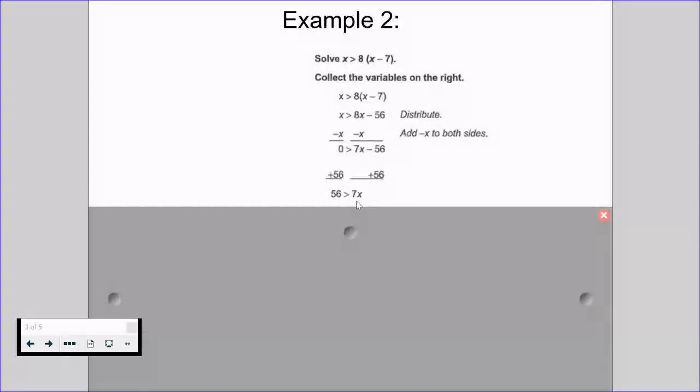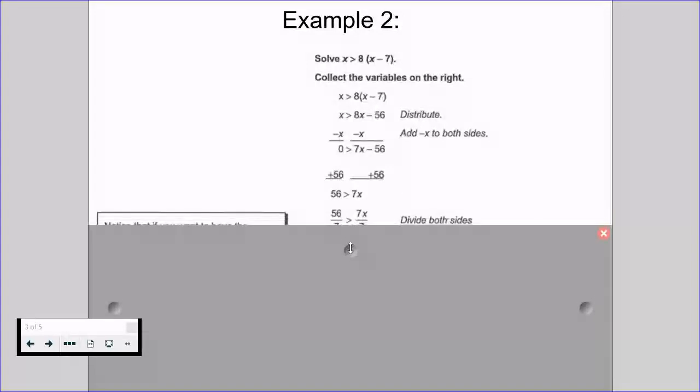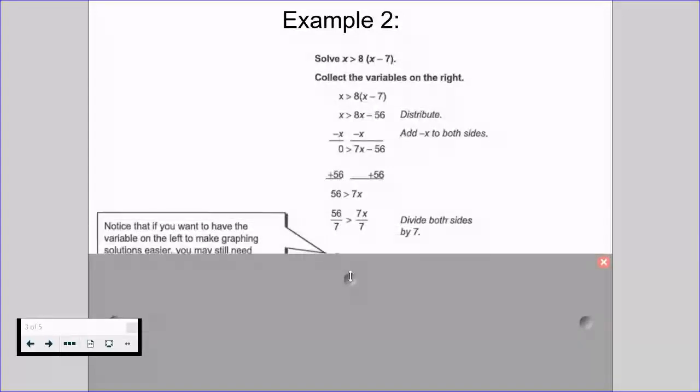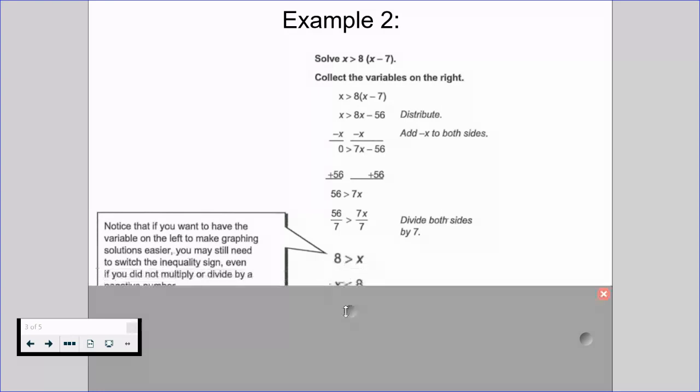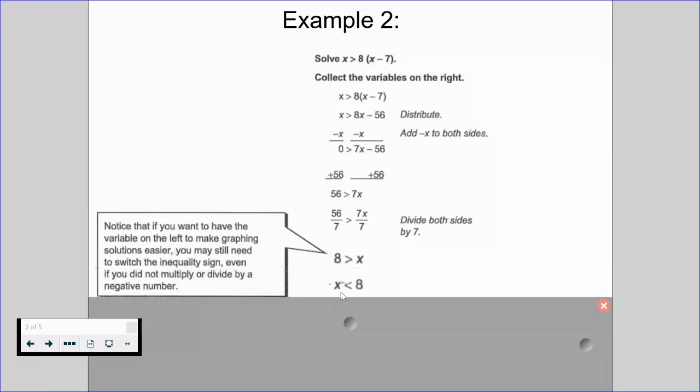Our x is not isolated just yet. We have that positive 7 as a coefficient, so we're going to divide both sides by 7. And since we're not dividing by a negative number, it's going to stay as the same inequality sign. So we have 8 is greater than x. We still have that greater than sign because we're not dividing by a negative. But we want to have our variable first. So we're going to switch the order here. You have x is less than 8.